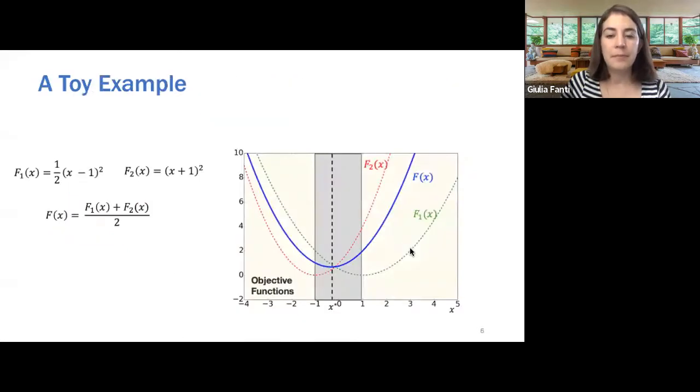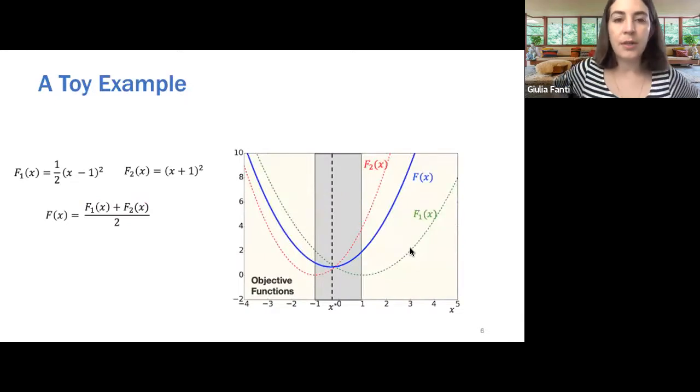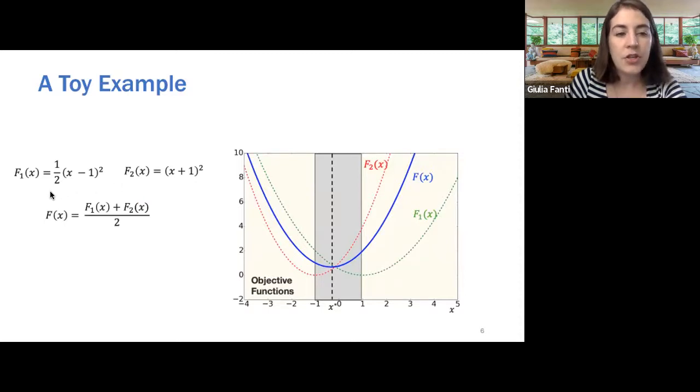Now, I'm going to use a toy example to illustrate two state-of-the-art approaches and show what the problems are when we deal with this kind of heterogeneity. This toy example is going to have two clients, F1 and F2, and each client has a quadratic local objective. F1 has a minimum at 1, and F2 has a minimum at -1.